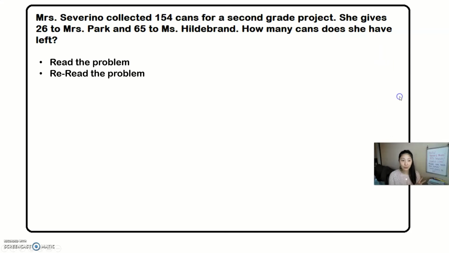So for our second time, we're going to reread the problem again. Miss Severino collected 154 cans for a second grade project. She gives 26 to Miss Park and 65 to Miss Hildebrand. How many cans does she have left?